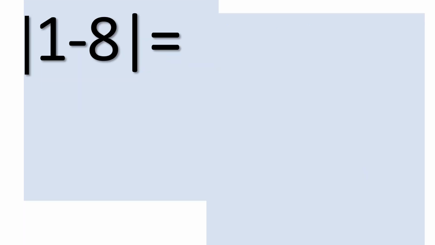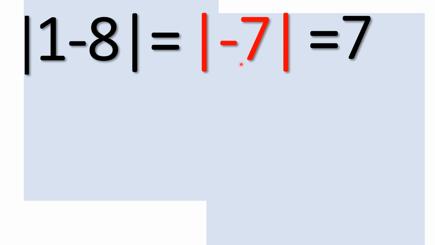Do this one by yourself. Pause the video. So the absolute value of 1 minus 8, remember that 1 minus 8 is -7. If I am standing at 1 and you are going back 8 numbers, of course you're going to be in the negative side. Now its absolute value is +7.